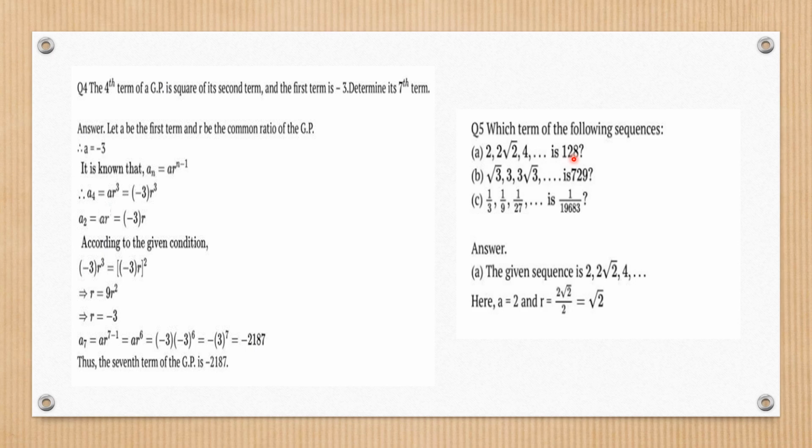Now question number 5 has parts, and you have to check which term of the following sequences is your desired term at the last. Okay, so we have done these types of questions in AP in your last class also, and what we do is we consider this as the nth term, and then we work out. So let us start working out for the very first question.